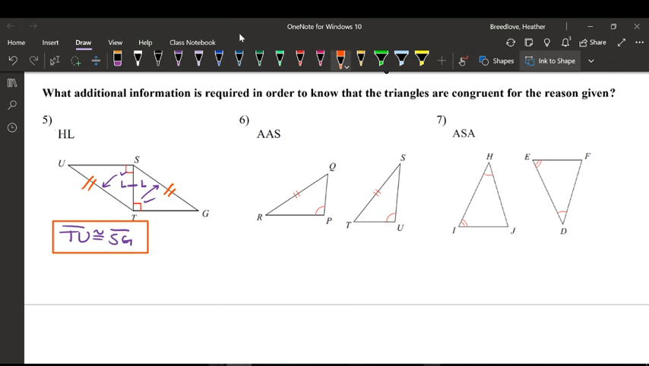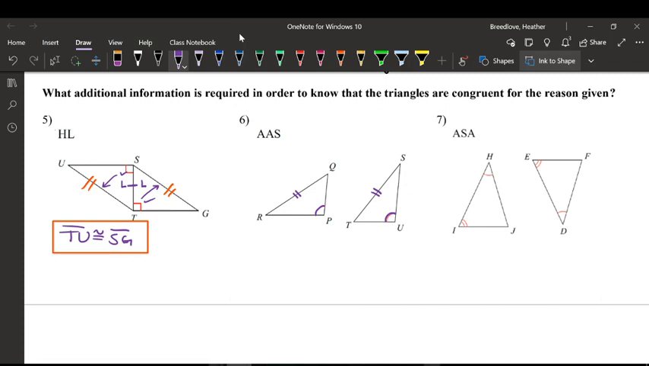Okay, so the next one, we want to know that these triangles are congruent by the angle side postulate. So first we're going to see what do we know. We have angle P is marked with one line. Angle U is marked with one line. And we have side RQ is congruent to side TX. So we have one side and one angle. We want the side to touch only one of the angles. Right now the side isn't touching either one of them.